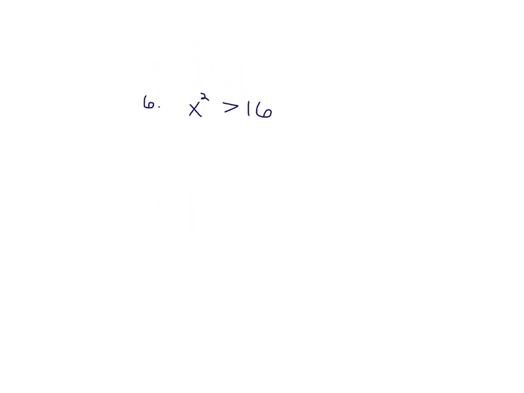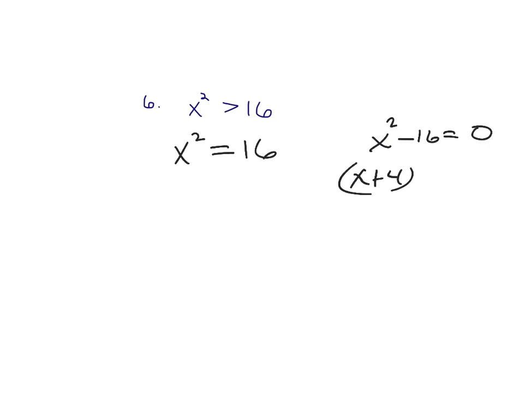Let me turn this to an equal sign. So x squared equals 16. Now, I don't care how you solve this one. You can either just square root it, or you could move the 16 over and then factor it, or square root both sides. Just remember that when you use this square root method, you get plus and minus 4.